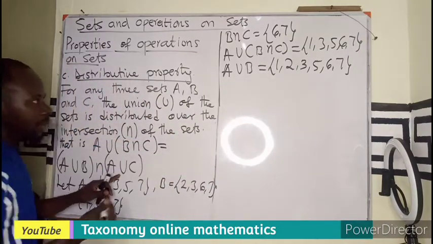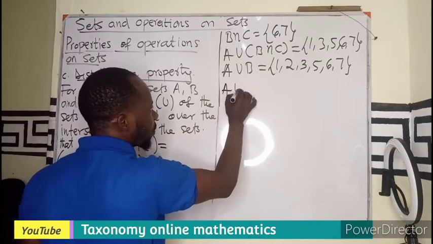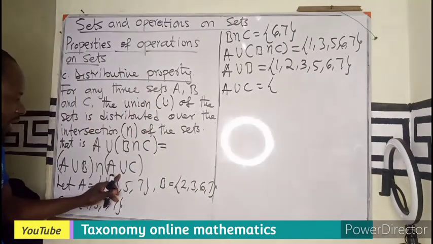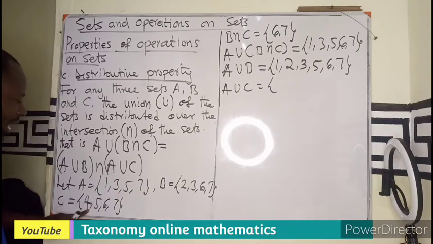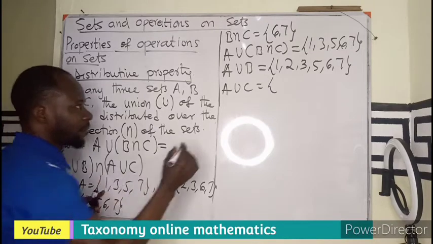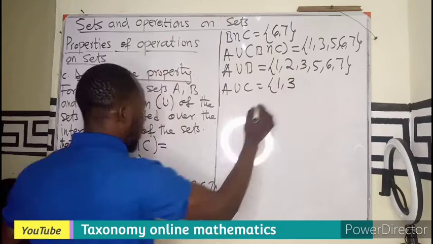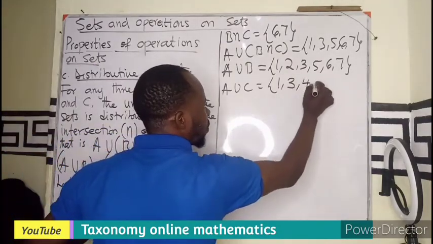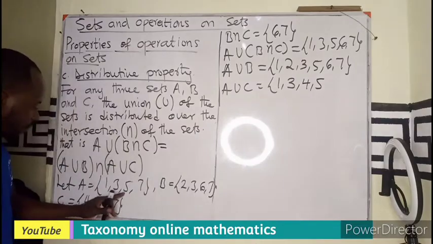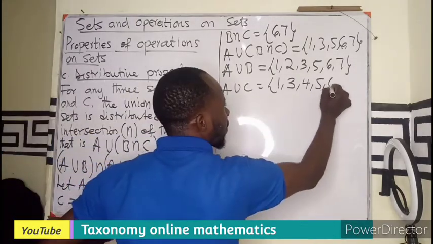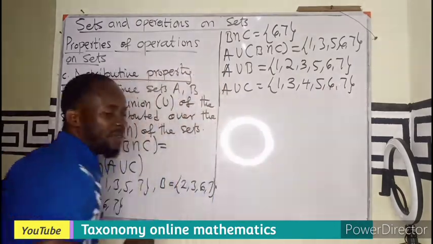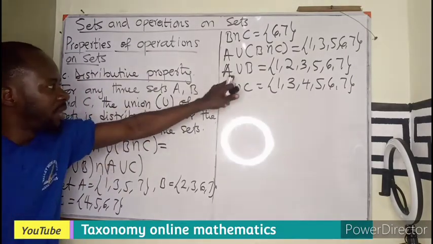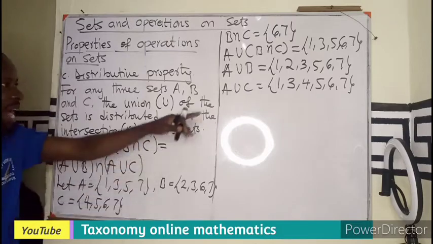Let's go for A union C. What are the elements if I combine A and C together? I believe 1, 3 is here, so we have 4, I believe we have 5, 6, and 7. So A union B, we have. A union C, we have that.